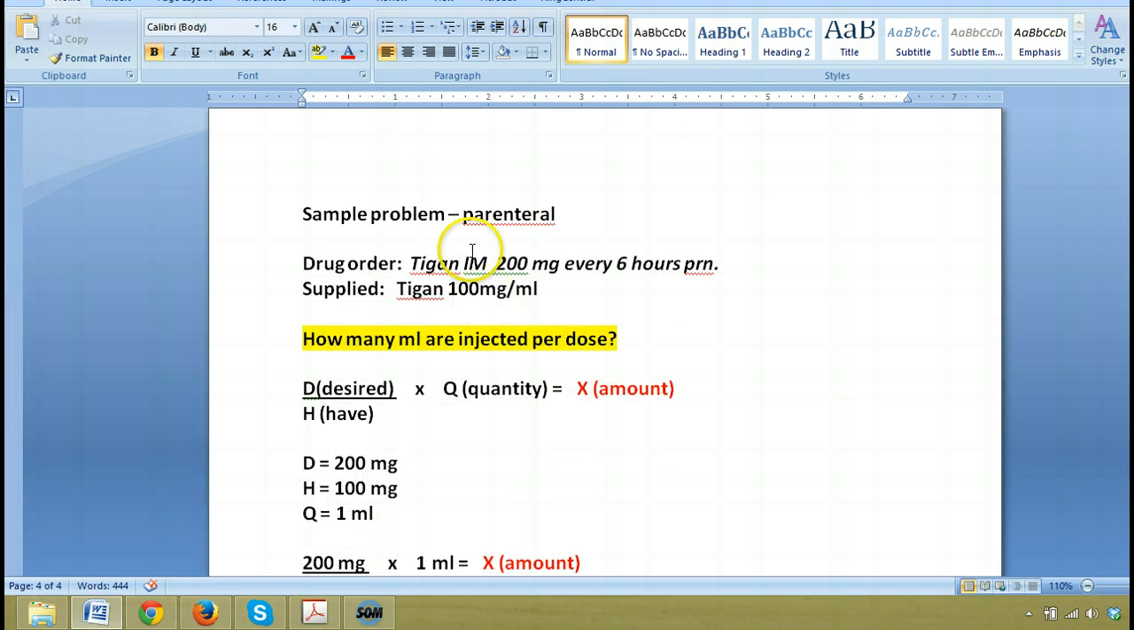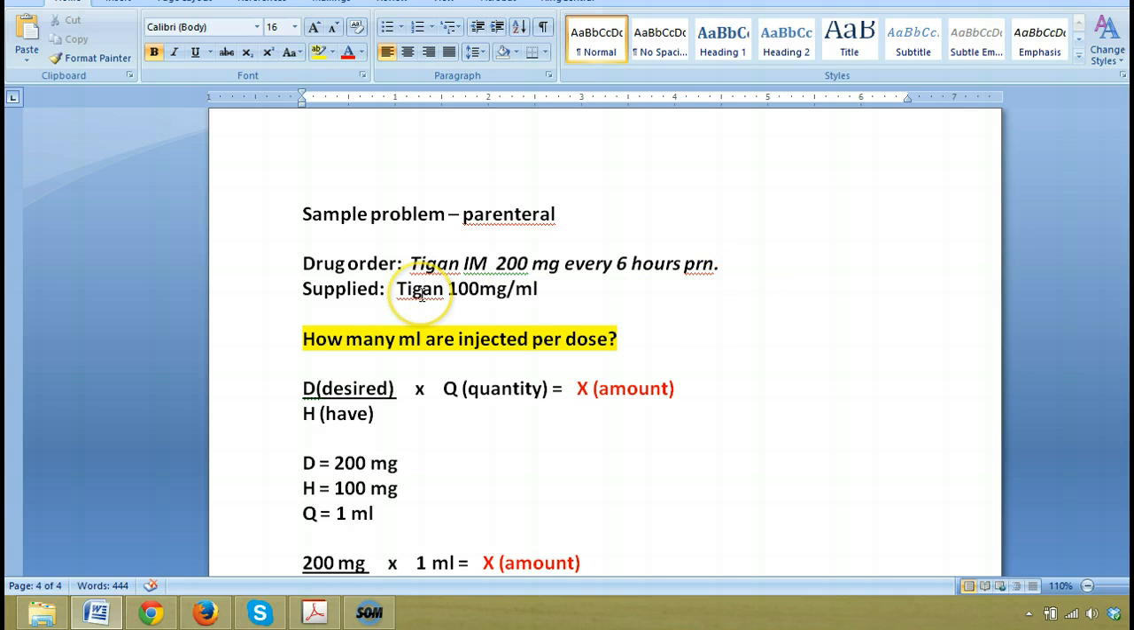Lastly, here's a sample problem for a parenteral, which is going to be a liquid. You do it the same way. Let's go through an example. Drug order Tygan. Tygan's given for pain. IM means intramuscularly. And you're going to give an IM injection of Tygan, 200 milligrams every 6 hours PRN. And PRN means as needed for pain.